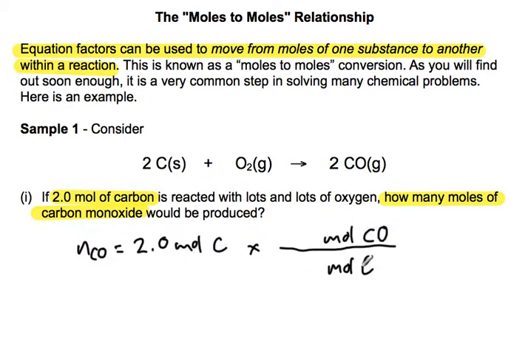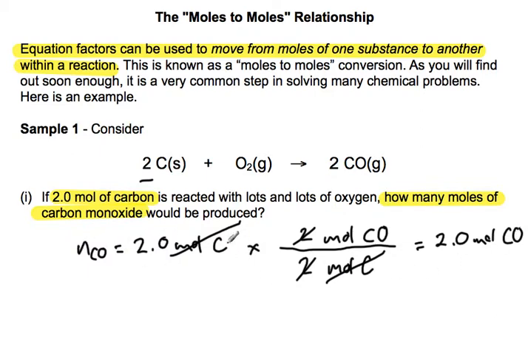So you see moles of carbon are going to divide out. Now I just put in the appropriate coefficient. So 2 moles of carbon, that's going to go on the bottom, and 2 moles of carbon monoxide, that's going to go on the top. Now if you look at the unit analysis, moles of carbon divide out. Well, 2 divided by 2 is also 1. I'm left with moles of carbon monoxide. So I have 2.0 moles carbon monoxide.